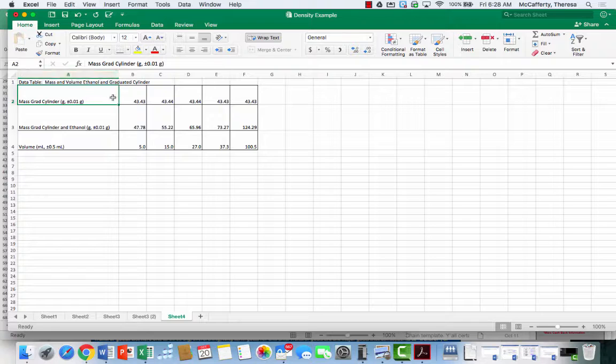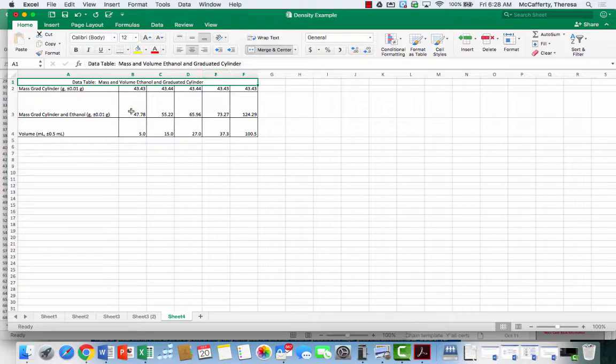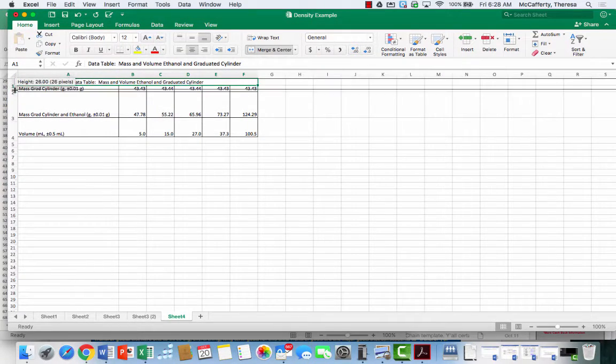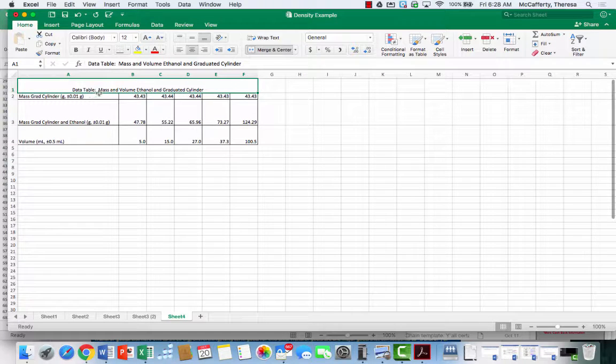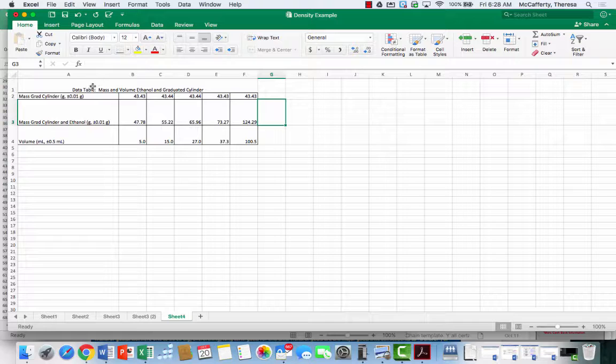Now I want to have that centered across the whole table, so I'm going to highlight these cells, go up here and say merge, and that puts it in the center. I'm also just going to make it a little bigger. Okay. So now I've got my mass of the graduated cylinder.